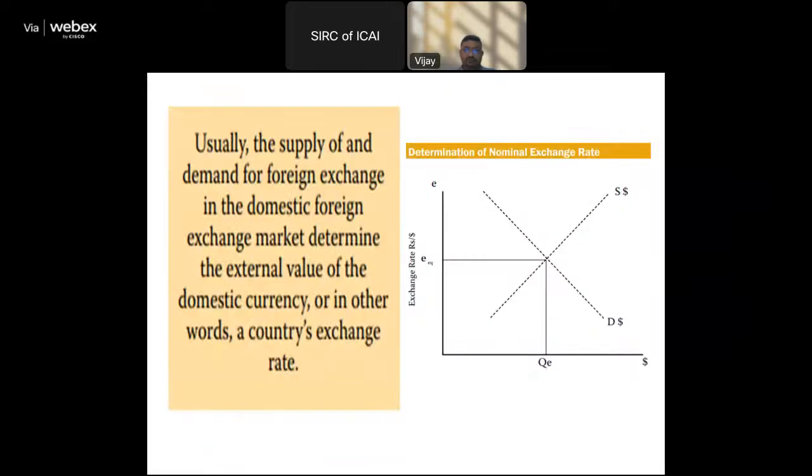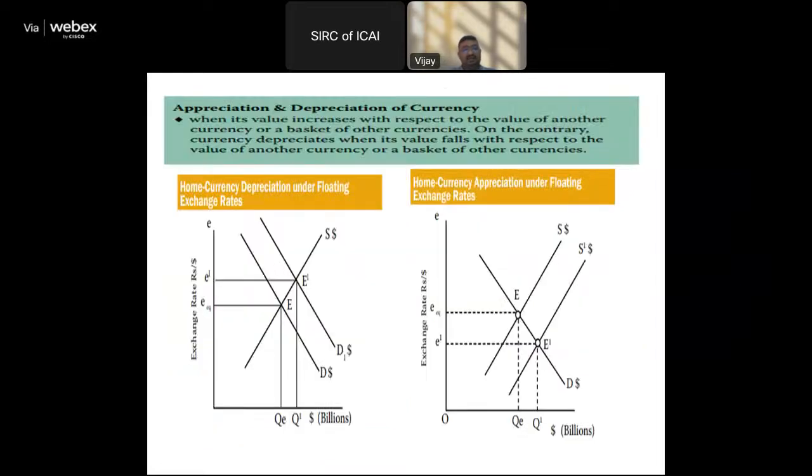So this exchange rate is based on demand and supply. When there is an increase in demand, a rightward shift in the demand curve, the price of the dollar increases and the value of the rupee decreases. That is what we call home currency depreciation under a floating exchange rate.